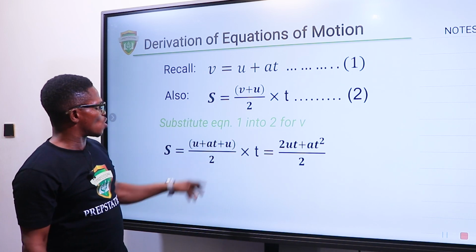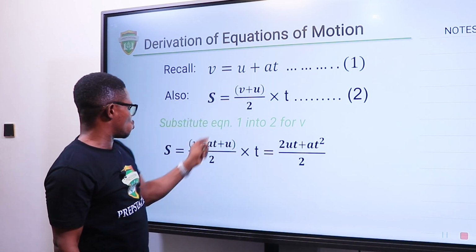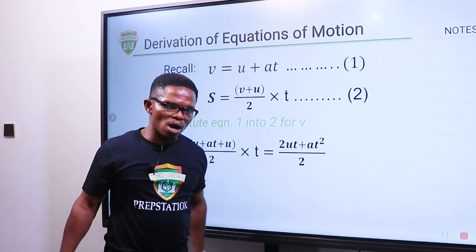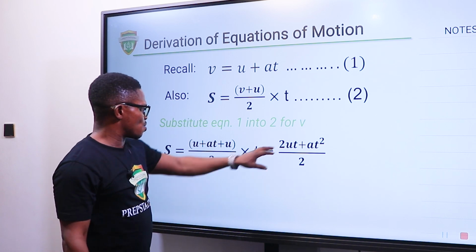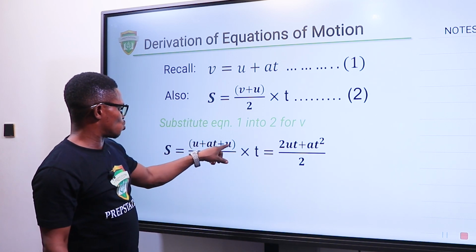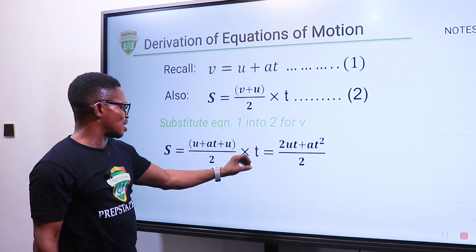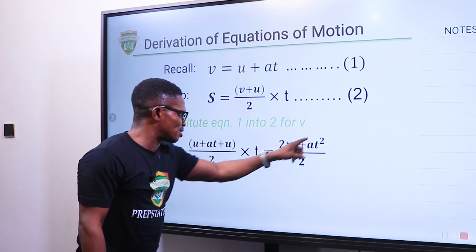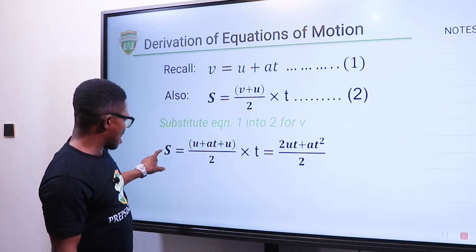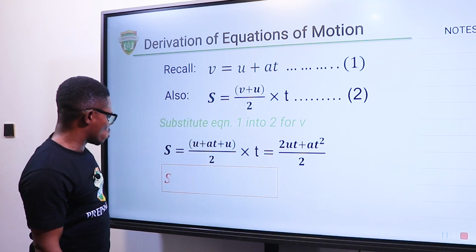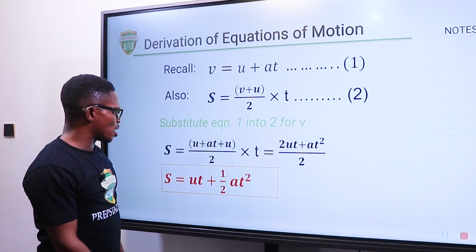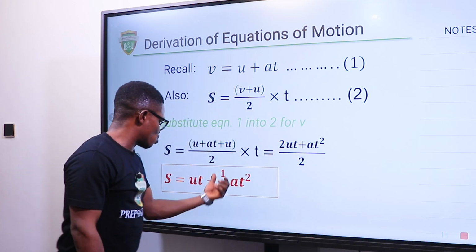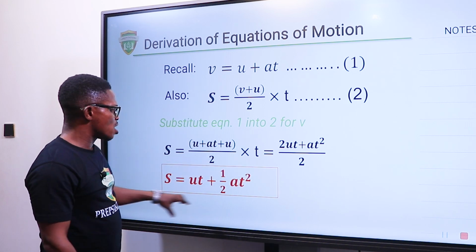Now jump to equation 2. Equation 2 says S equals (V plus U) over 2 times T. So where I have V, replace it with U plus AT. This is the initial U that was there. With this, work on this expression mathematically. Then you are going to get 2U plus AT. Why is it 2U? U plus U is 2U. There's a T outside, so open a bracket: S equals (2U plus AT) over 2 times T. By the time you play with all of these, 2UT divided by 2 gives you UT, and AT squared divided by 2 gives you half AT squared. So this is the third equation of motion: S equals UT plus half AT squared.